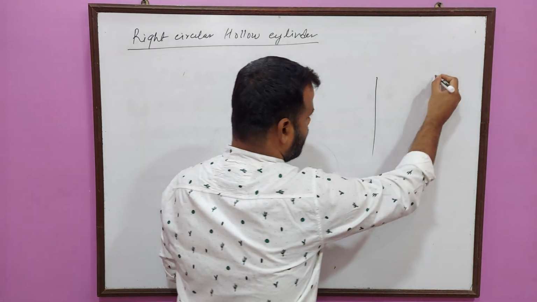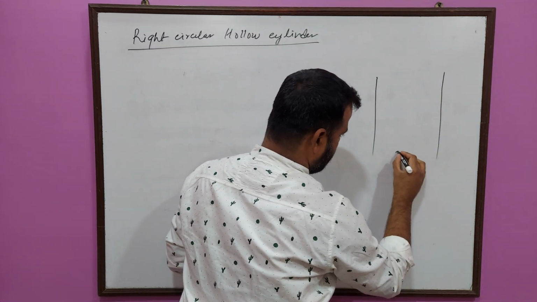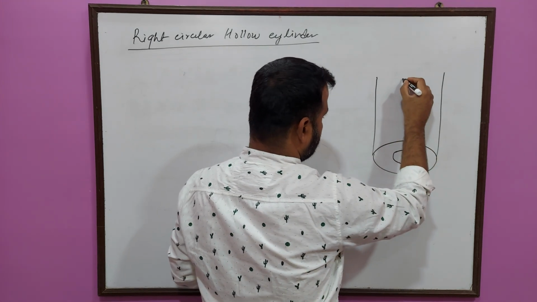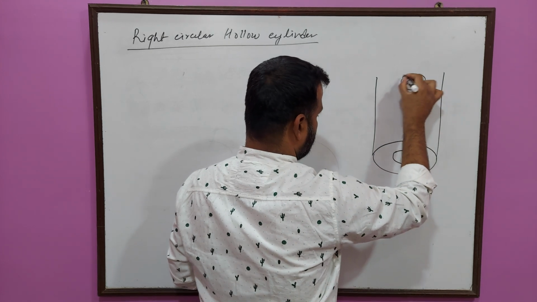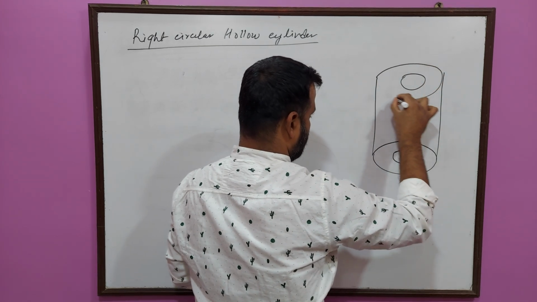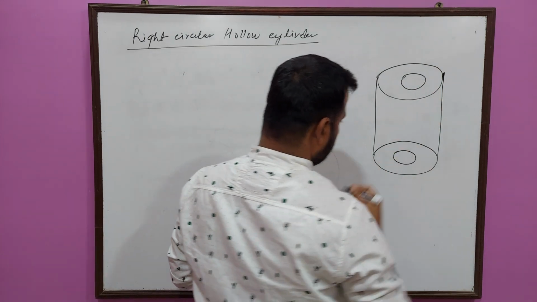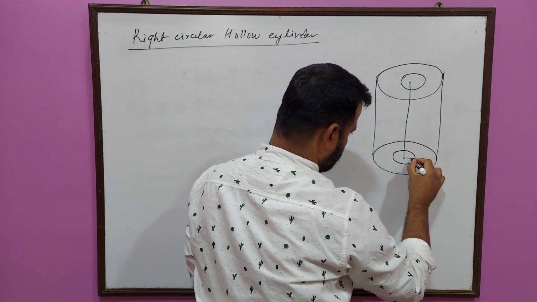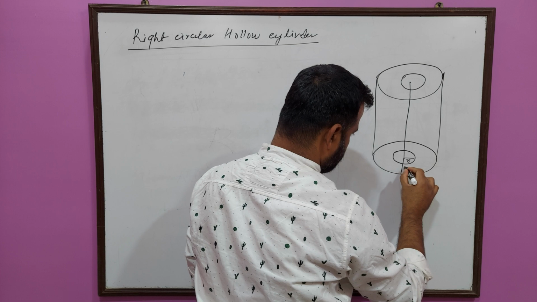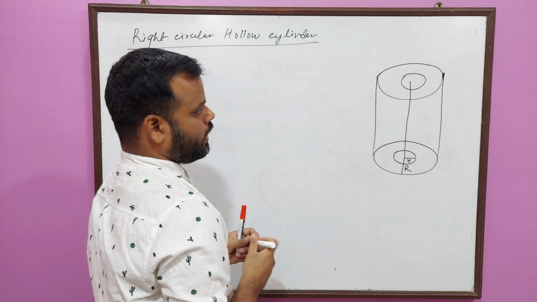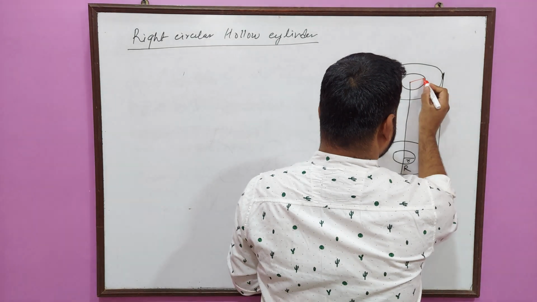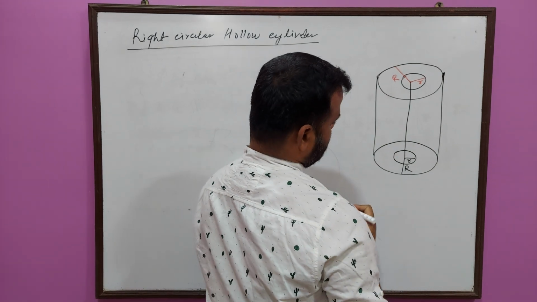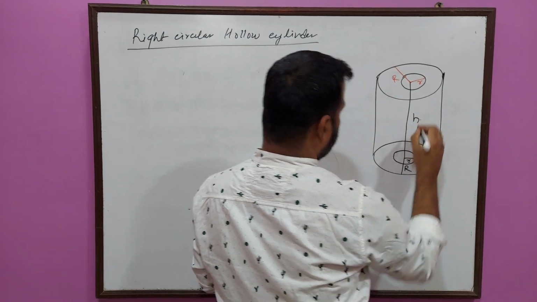So for a hollow cylinder, what we have? We will have a small circle and a big circle. This is the height. This is small r, this is capital R, the inner radius and the outer radius. Height is the same. It has a common height.